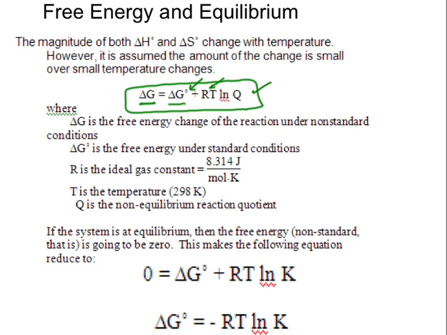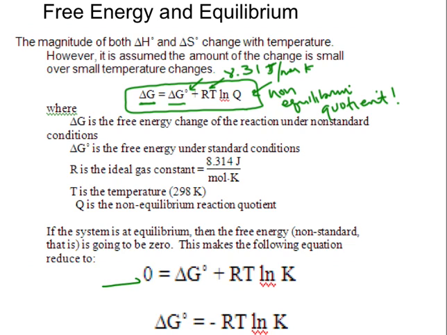RT ln of Q. R being our energy R, 8.31 joules per mole Kelvin, and then Q being our non-equilibrium quotient. Remember, we used Q to figure out direction of shift and so on. So if you are not at equilibrium and you want to find delta G and you know your starting conditions, you can utilize this equation. However, let's pretend we are at equilibrium.